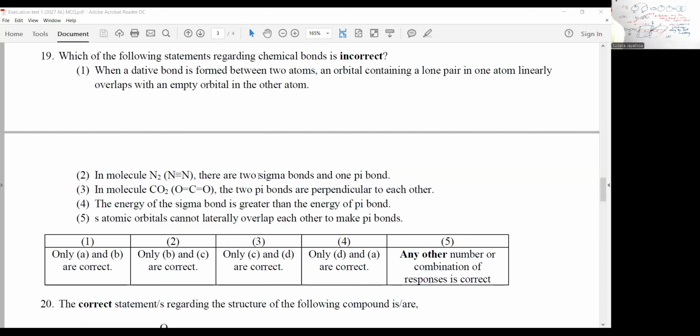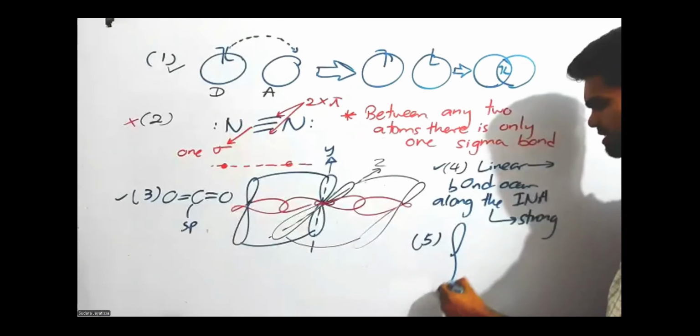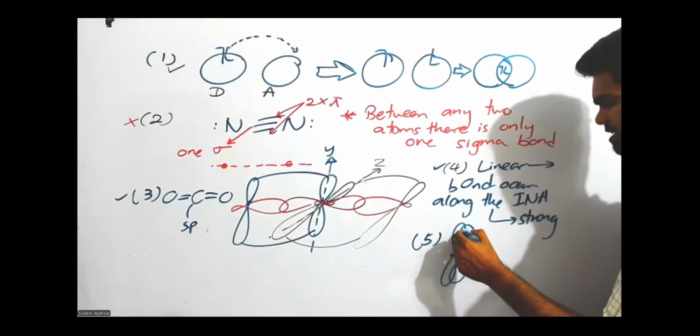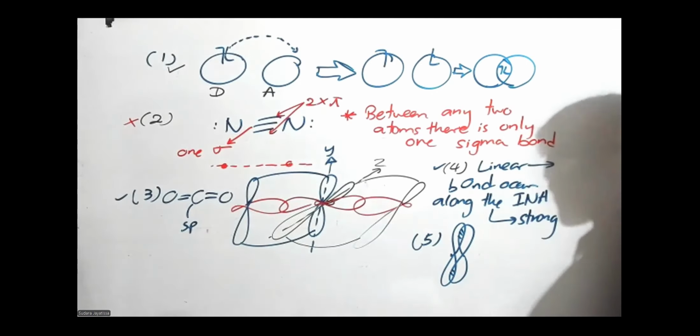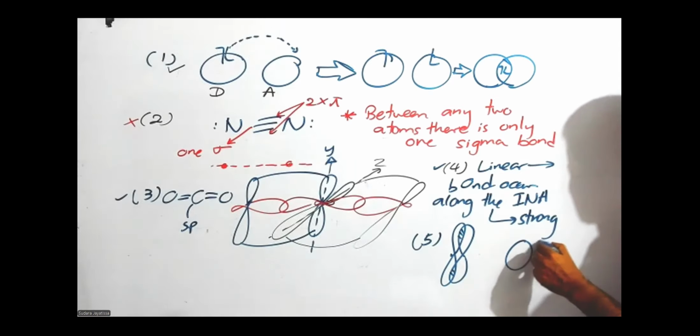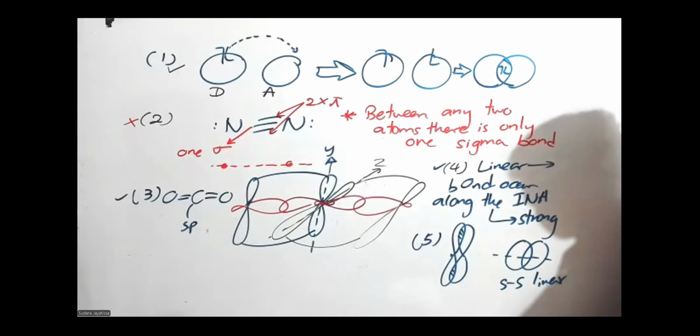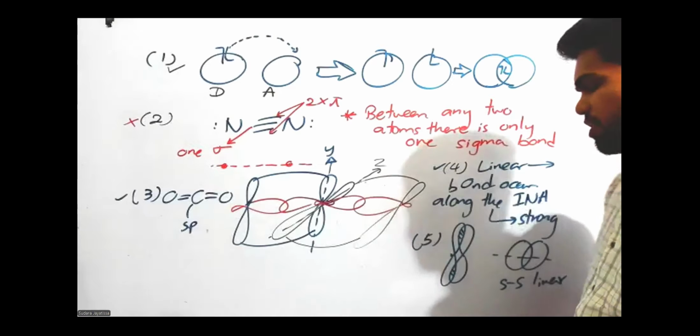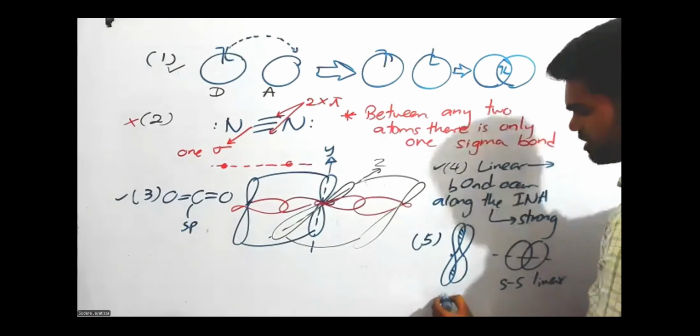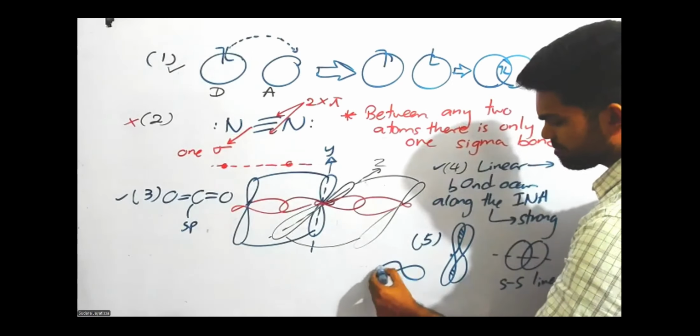S orbitals cannot laterally overlap to make pi bonds. True, because for S orbitals there is no lateral side. Only p orbitals, and d orbitals in some cases, undergo lateral overlapping, not others. S orbitals always make s-s linear overlapping, not lateral. P orbitals can overlap laterally and linearly.